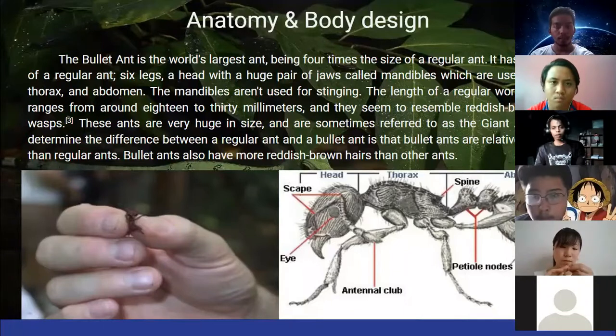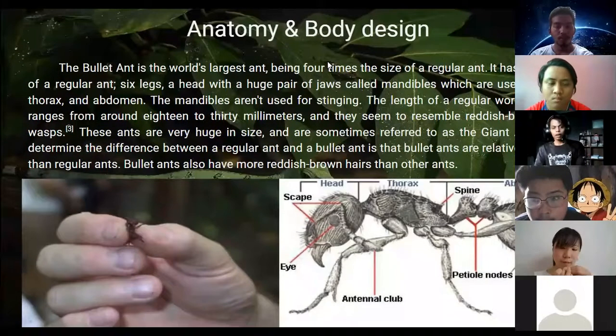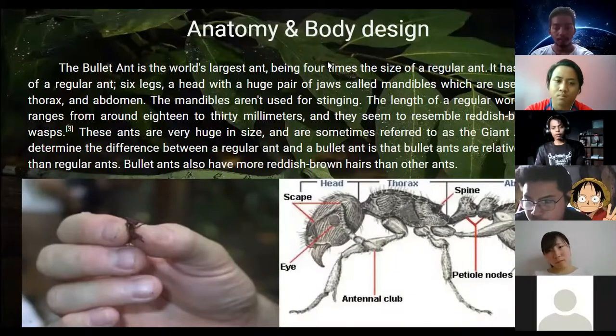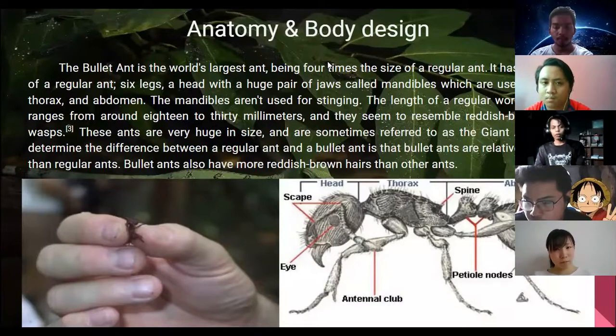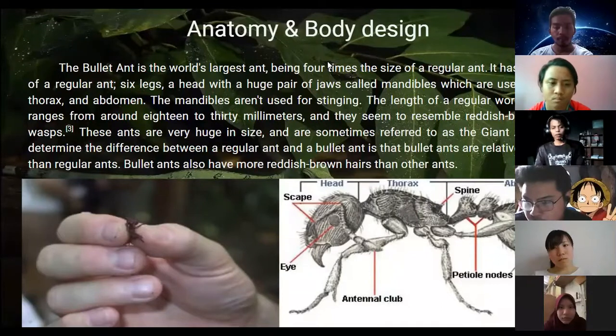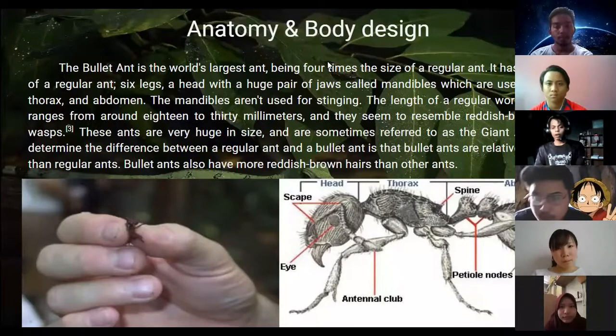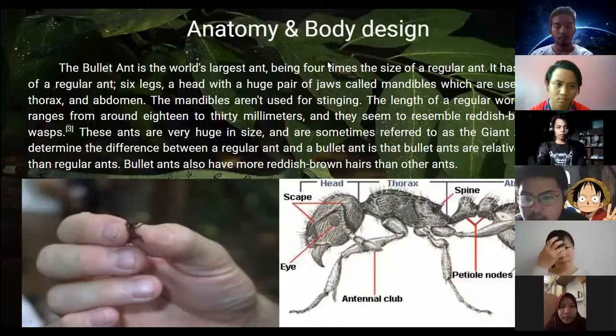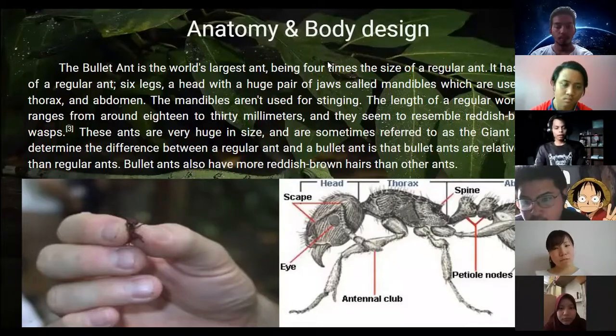The length of a regular worker bullet ant ranges from around 18 to 30 millimeters, and they resemble reddish-black wingless wasps. These ants are very huge and are sometimes referred to as giant ants. A way to tell the difference between a regular ant and a bullet ant is that bullet ants are relatively more hairy, with more reddish-brown hair than other ants. This is the comparison between a human hand and the bullet ant, as you can see in the picture.